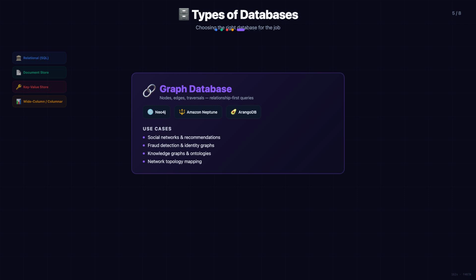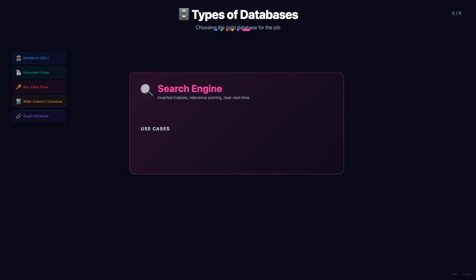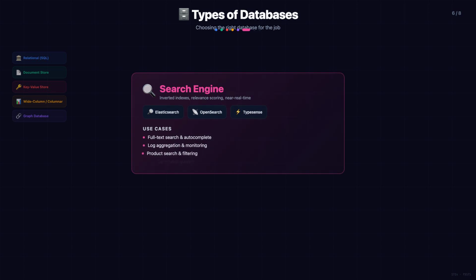Search engines like Elasticsearch, OpenSearch, and Typesense aren't traditional databases, but they're essential in modern stacks. They use inverted indexes to deliver full-text search, autocomplete, and relevance-ranked results in near real time. You'll find them powering product search, log aggregation, monitoring dashboards, and geospatial queries.